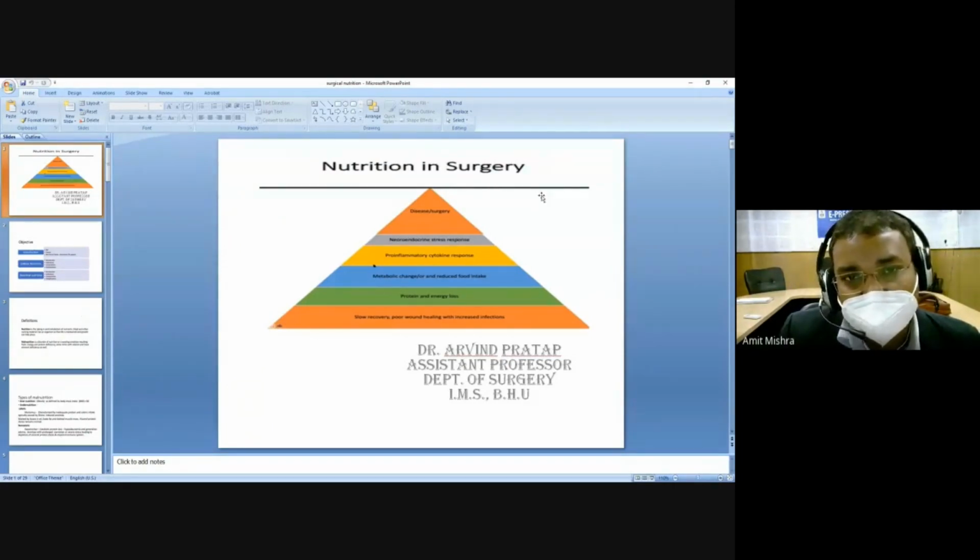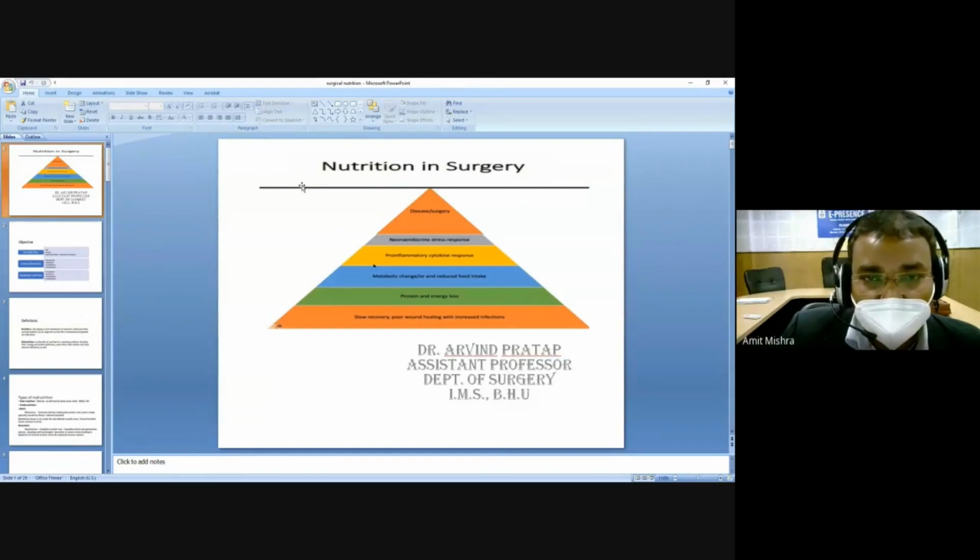So basically, this topic is planned to teach you the important factors which can affect the basic outcome following a surgical procedure or after the surgery. This algorithm is a diagrammatic representation of what we want to know about the outcome after the surgery.